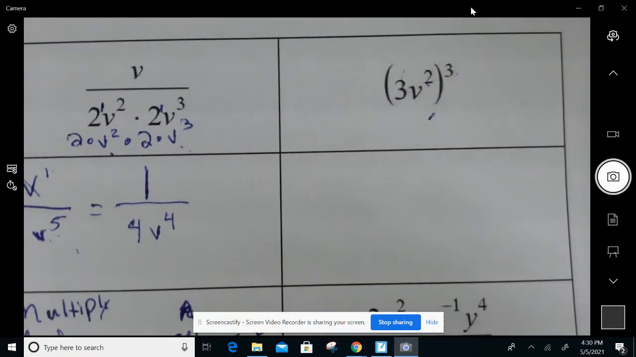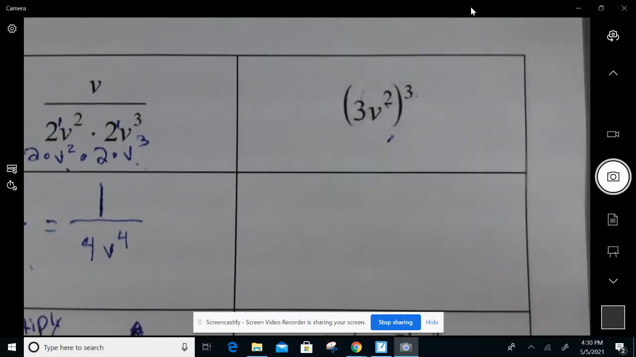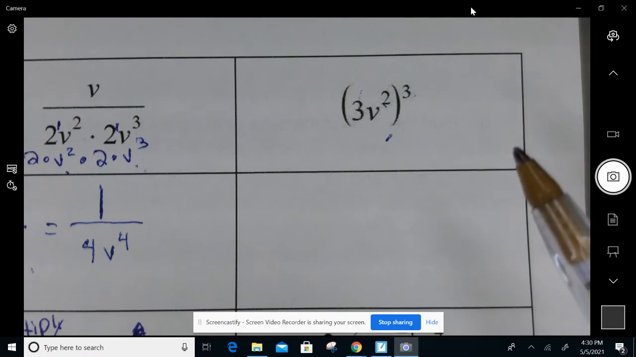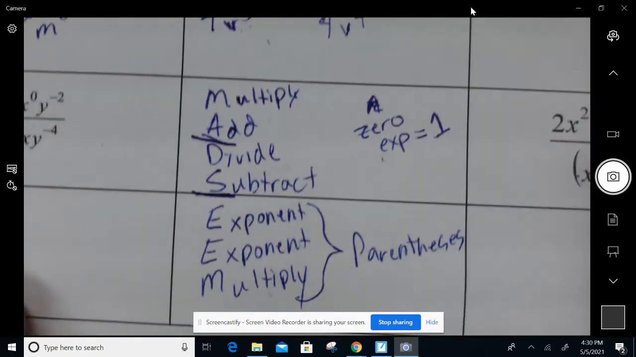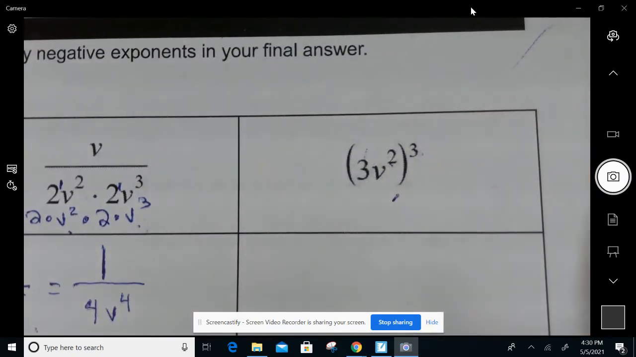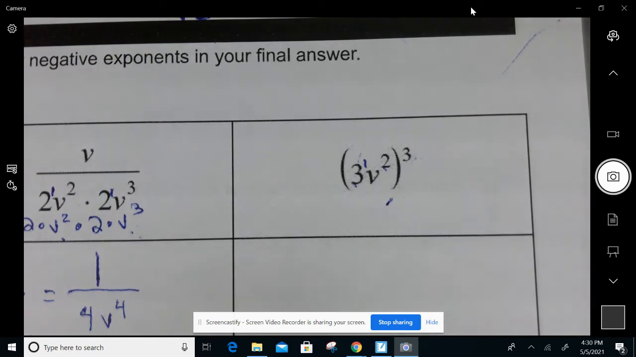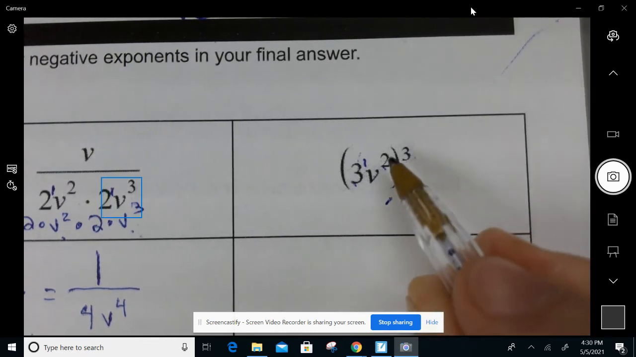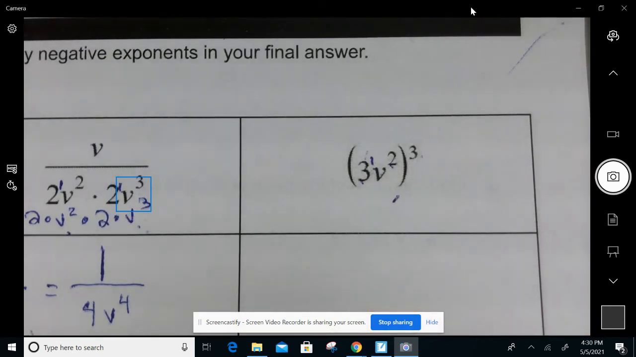Now, what rule are we going to use here? Multiplication? No. Division? No. Parentheses. There's no zero exponents, no negative exponents. So the only one we have to use is exponent to an exponent means multiply. Okay? Just be careful. The 3 has its own exponent of 1. It does not get the exponent of 2. It's not like linked to the v to where it doesn't get the exponent.